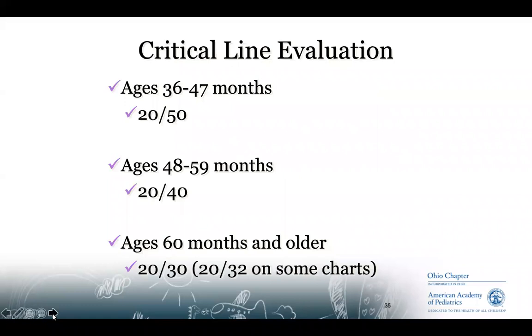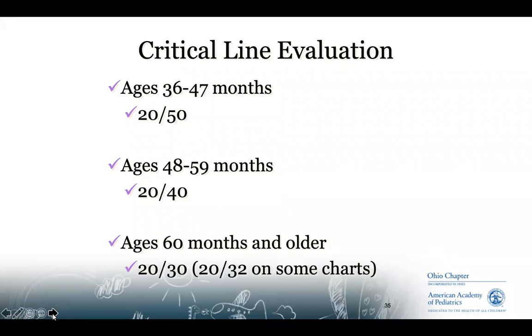What are those critical lines? So for ages 36 to 47 months, that would be the 20/50 line. Once they get to age 48 to 59 months, they should be seeing at 20/40. And once they get to 60 months or 5 years or older, they should be either 20/30 or 20/32, depending on the chart you're using.